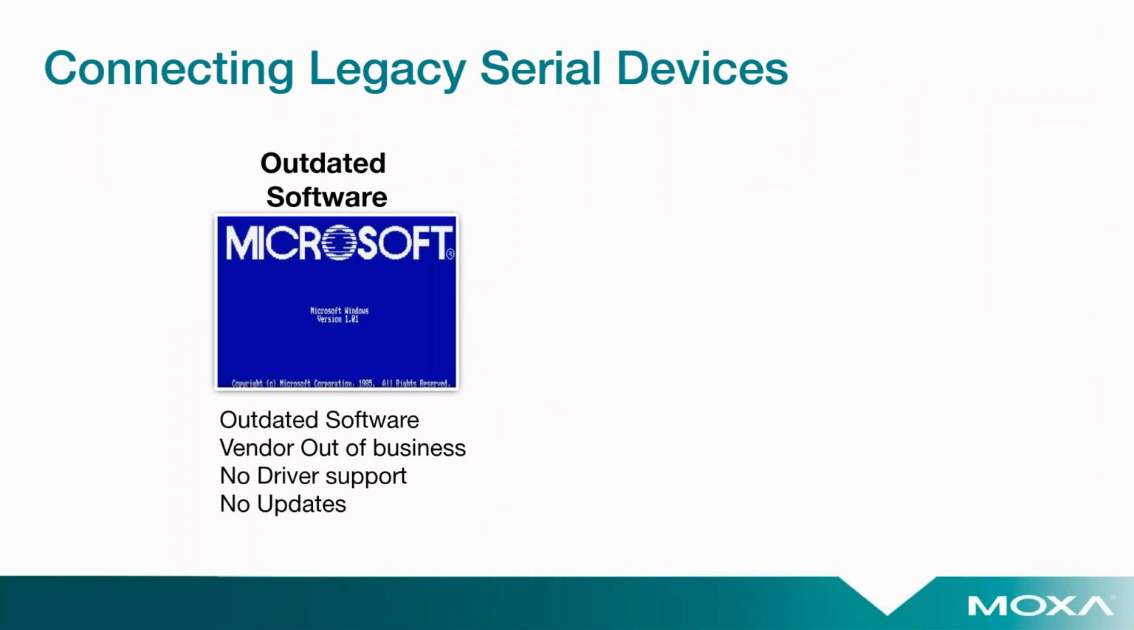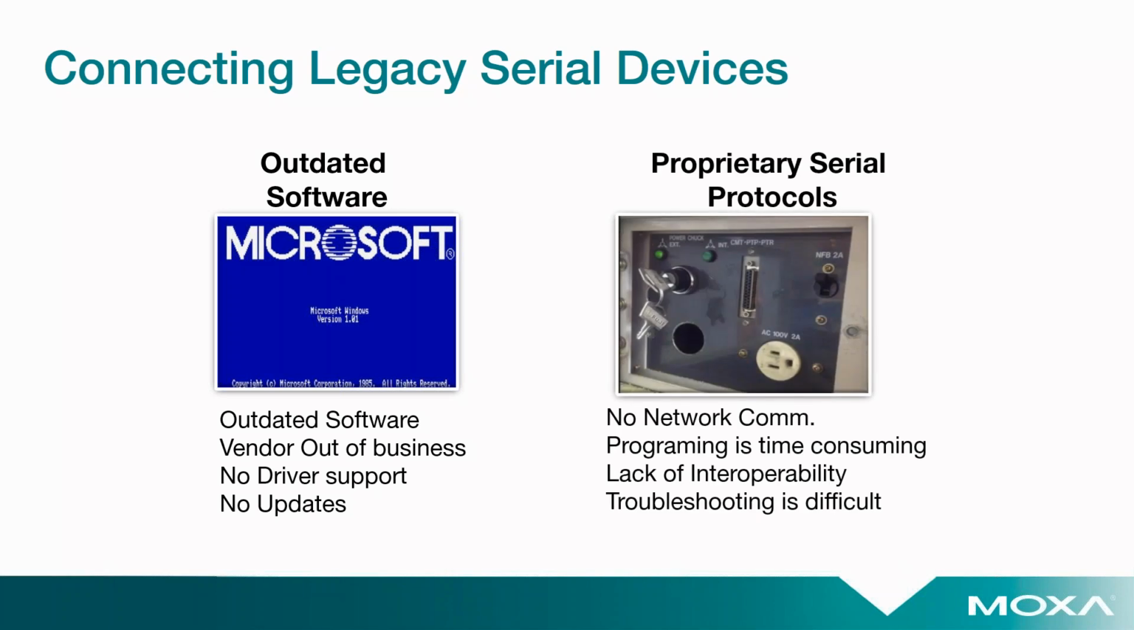to do that. So first, like we said, outdated software. You might have some software that's running legacy programs that is outdated, doesn't have vendor support because the vendor's out of business. Maybe you have no driver support and there's no updates, right? So as your processes improve, as your new equipment gets installed, as your new software applications get brought in, you're not able to plug this stuff in to connect to it and start communicating. The other is the fact that you have those proprietary serial protocols, right?